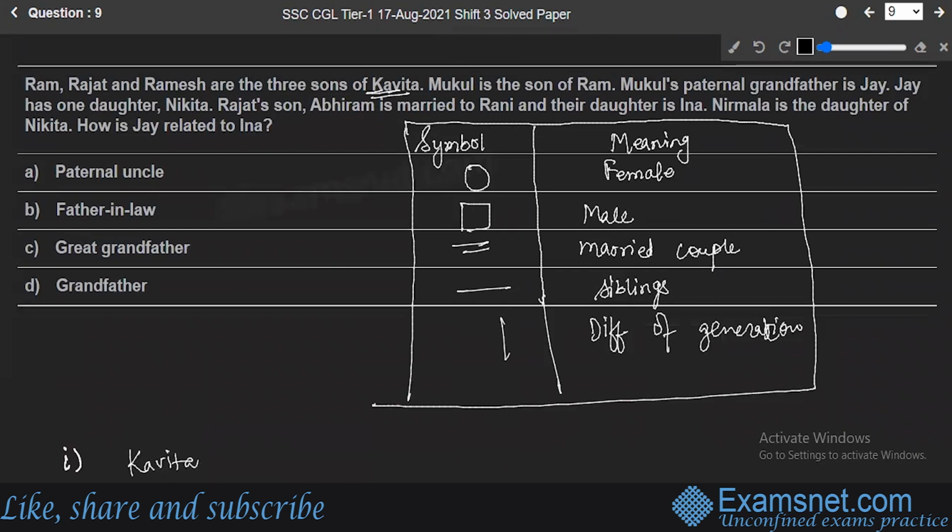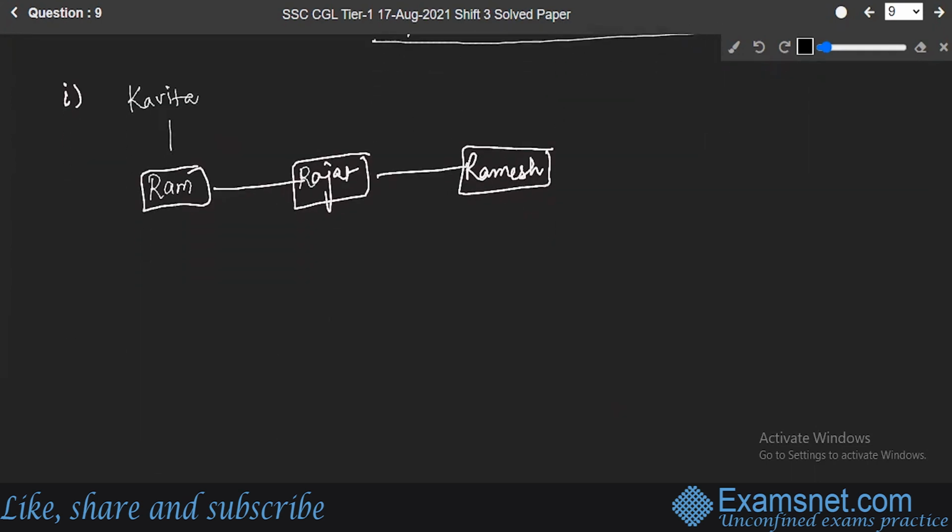The second one says that Mukul is son of Ram and Mukul's paternal grandfather is Jai. Let's look at this one. So it says Mukul is son of Ram, right? So here is Mukul. Mukul is son of Ram. So that means they are having a generation gap. There will be a vertical line and Mukul is a son, therefore it will be a rectangle.